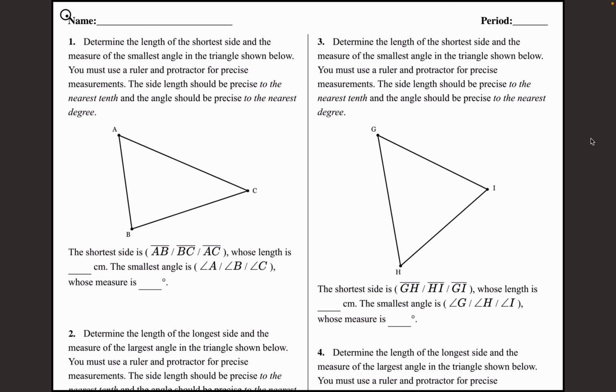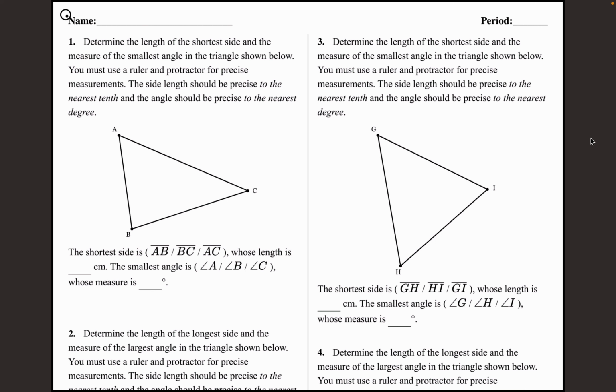If you look at number 1, it says determine the length of the shortest side and the measure of the smallest angle. We're just going to focus on measuring each side and find the length of each of the sides to determine the smallest side, and then determine the smallest angle from that. It wants you to measure in centimeters.